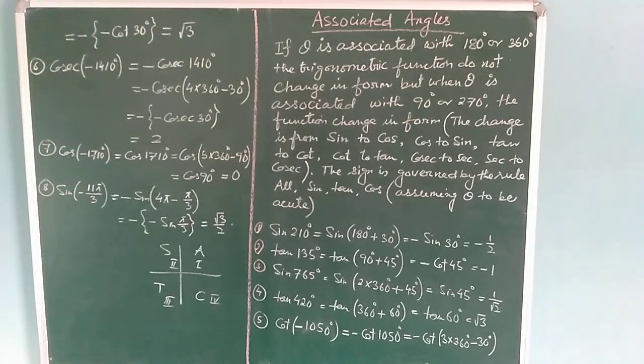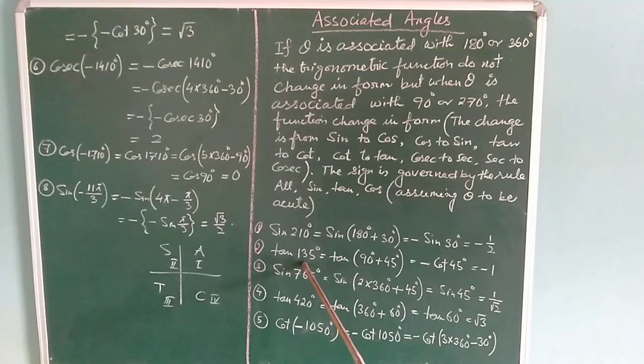So suppose we have to find sine 210 degree. 210 degree means 180 plus 30. Now 180 plus something means we are in the third quadrant. In third quadrant, sine is negative. So first you write this sign, minus. Then we have written here that for 180 or 360, the trigonometric function does not change in form. There is no change, so sine remains sine. This minus is from this concept. We get sine 30, so it is equal to minus half.